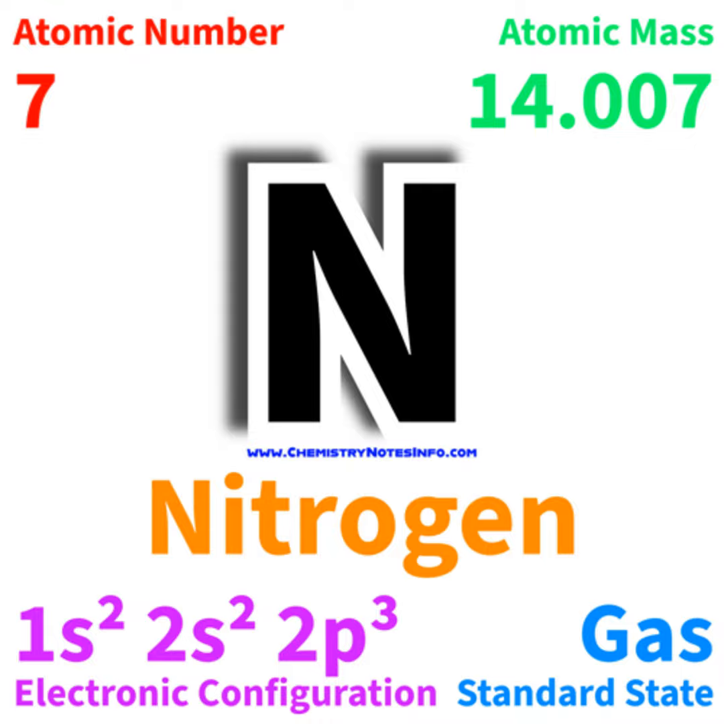The chemical symbol for nitrogen is N, and it is assigned the atomic number 7 on the periodic table. Nitrogen exists as a diatomic molecule, meaning it naturally pairs up with another nitrogen atom to form N2.